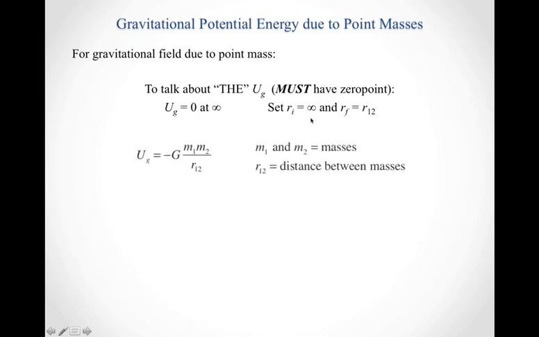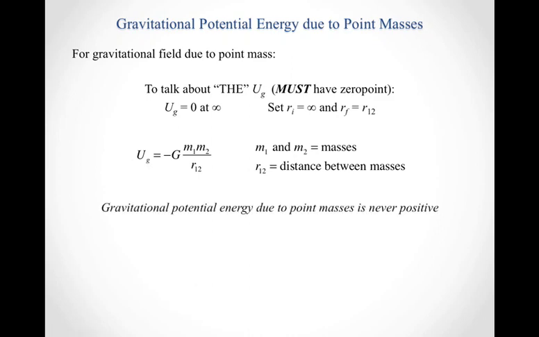We can rewrite our equation so that we get that the gravitational potential energy for a set of point masses is given by negative big G m1 times m2 over r12, where r12 is some finite distance between the masses, because I know if they're infinitely far apart, then U_g is going to be 0.